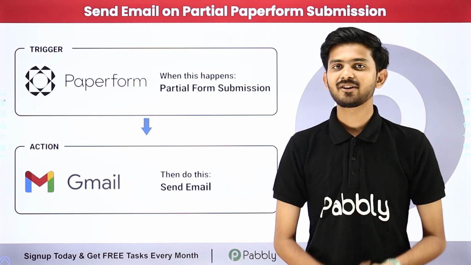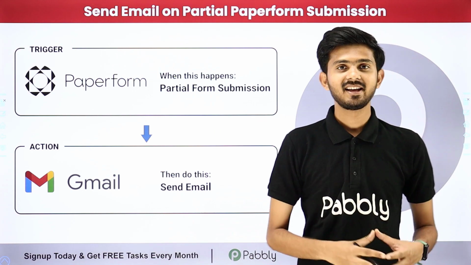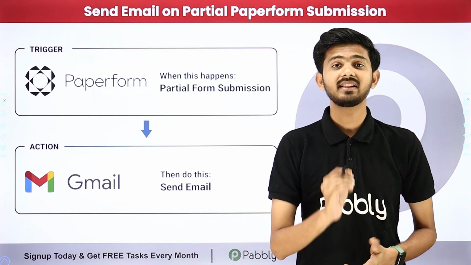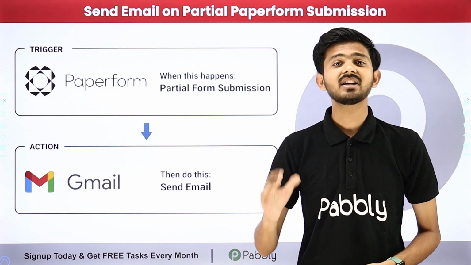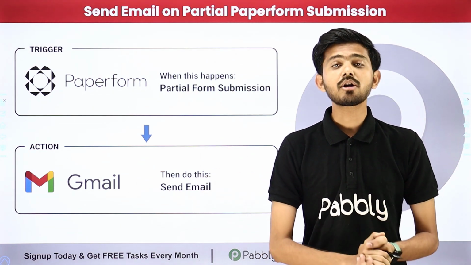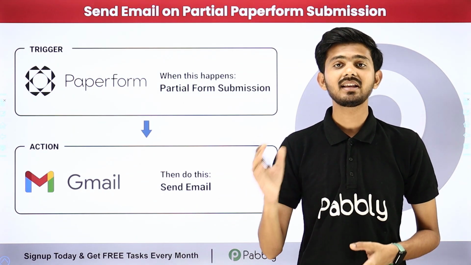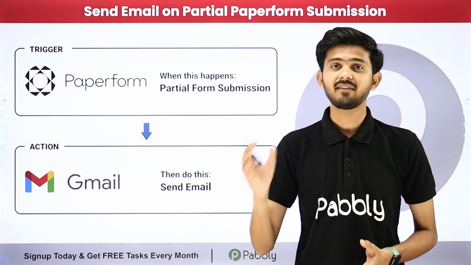Hello everyone, today our topic is how to send email on partial Paperform submission. Suppose I have a form in Paperform and I want everyone to completely fill that form. My objective is that whenever I receive a partial Paperform submission, I automatically capture the details of that form submission and send an email to that user to inform them that they have partially submitted the form.